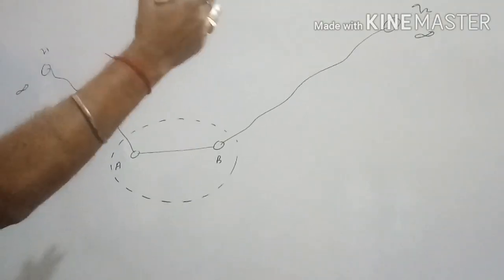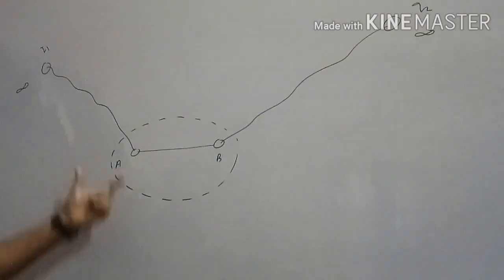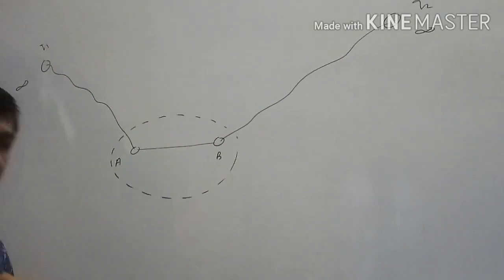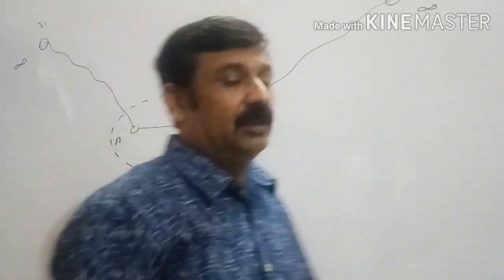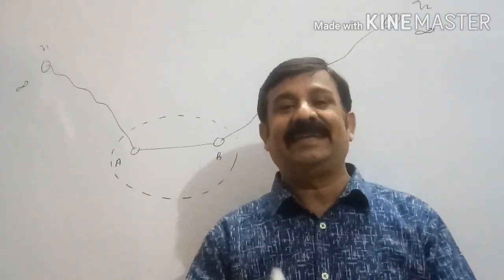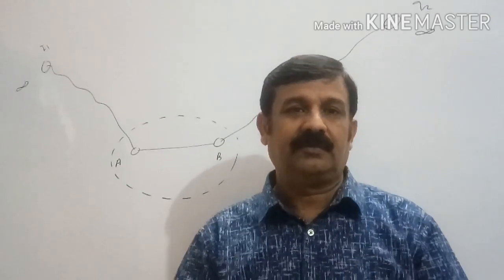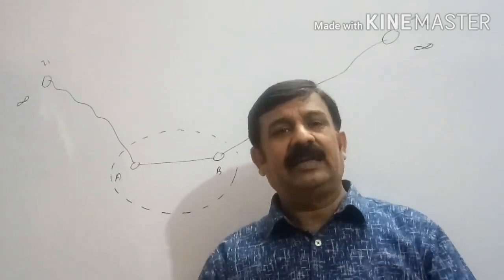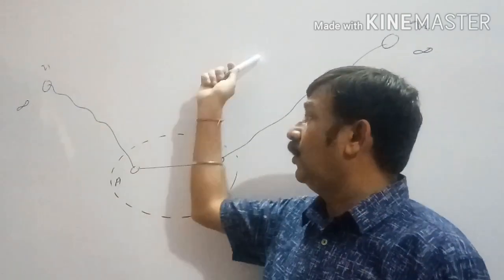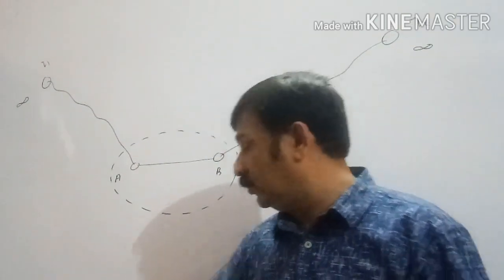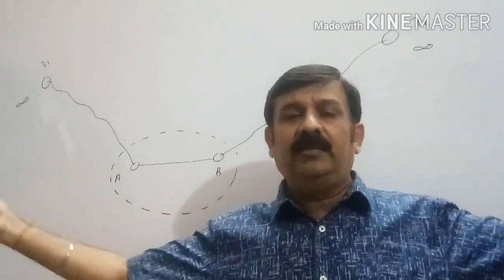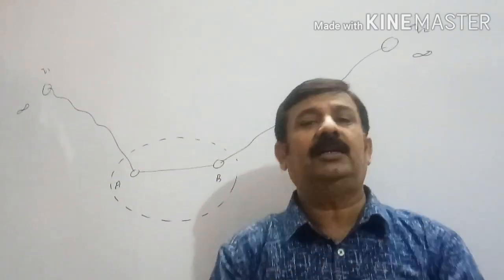When we shift charges from infinite distance to very close to each other to form a system, we do some work. The work which we do remains stored in the system in the form of energy, which is known as electrical potential energy. So what is the meaning of electrical potential energy? The amount of work done to bring two or more than two charges, you can take 2, 4, 5 charges, from infinity to very close to each other to form a system.